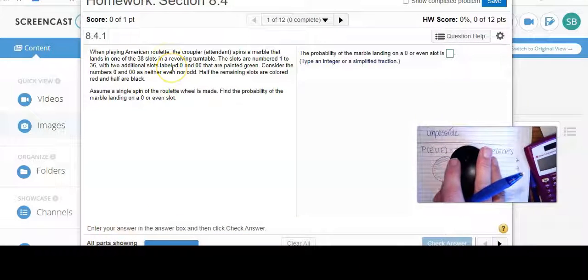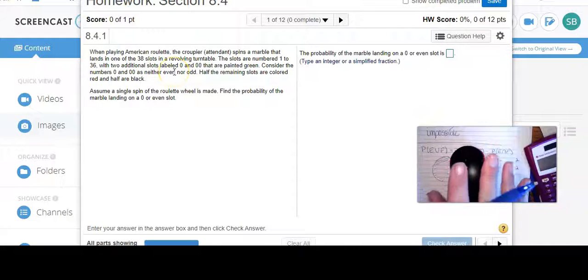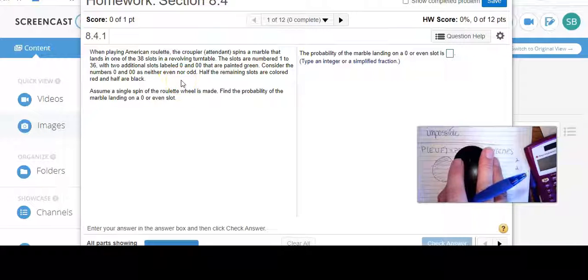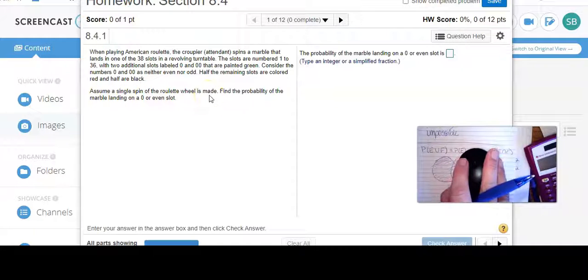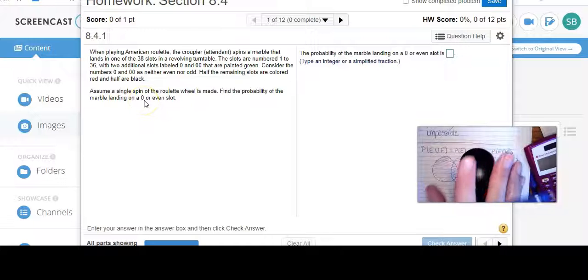When playing American Roulette, the croupier, the attendant, spins a marble that lands in one of the 38 slots in a revolving turntable. The slots are numbered from 1 to 36 with 2 additional slots labeled 0 and 00 that are painted green. Consider the numbers 0 and 00 as neither even nor odd. Half the remaining slots are colored red and half of them are black. Assume that a single spin is made. Find the probability of the marble landing on a 0 or on an even slot.